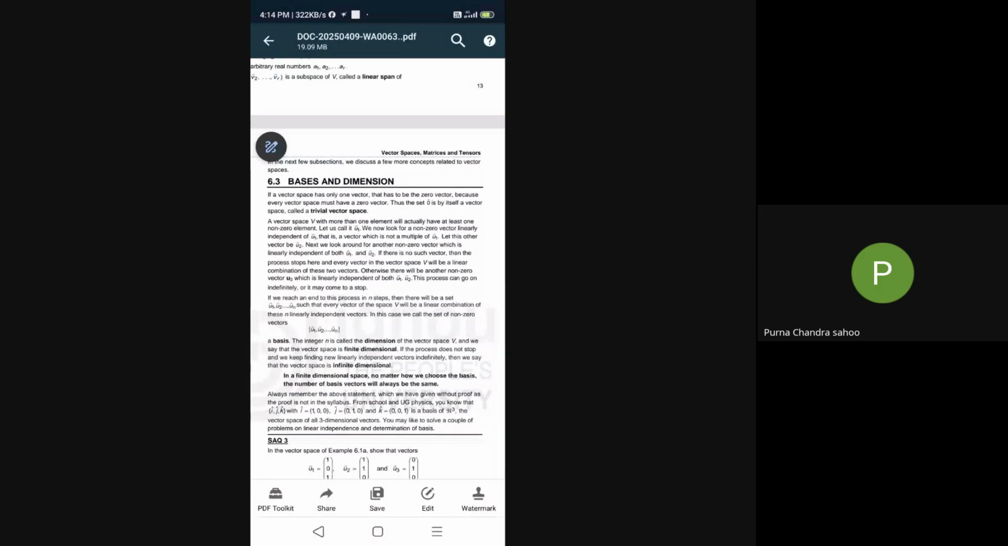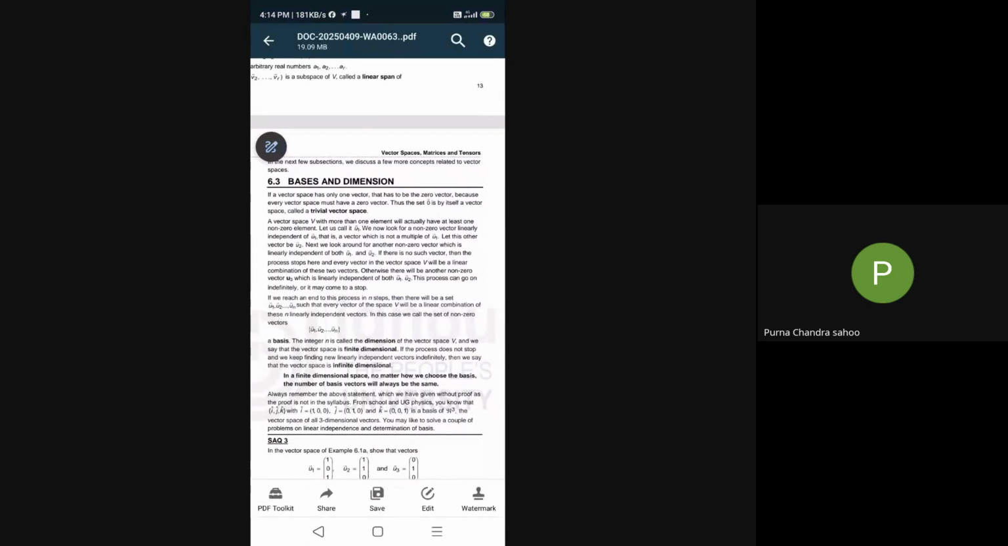And if a vector space has only one vector, that has to be the 0 vector, because every vector space must have a 0 vector. So the set containing the 0 vector is by itself a vector space called a trivial vector space. And a vector space V with more than one element will actually have at least one non-zero element.